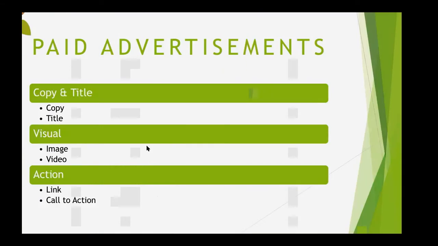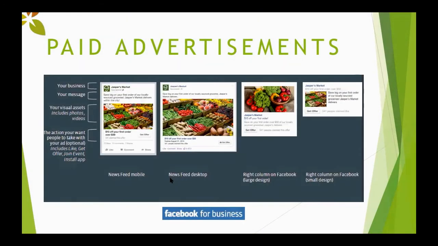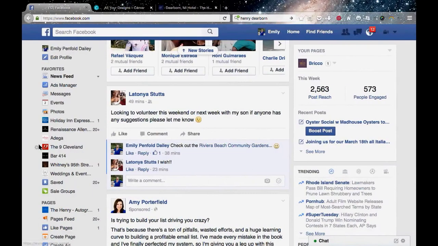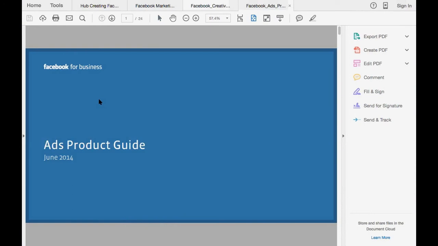Okay, so onwards. With paid advertisement, again, you'll see here it is broken down into those three sections that we discussed. So the title and message, the visual asset, photo or video, and the action. So again, that would be your call to action and the link that you select. And again, all this information will be available to you after the call as well, the slides as well as this specific information, which comes from the Facebook Ad Products Guide.